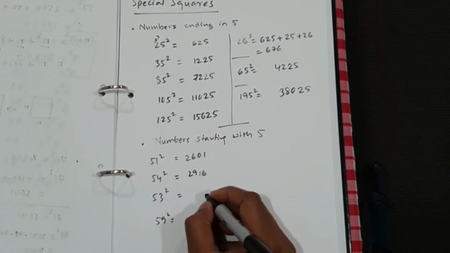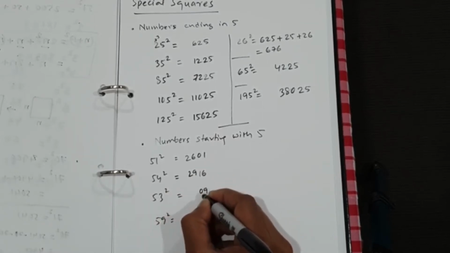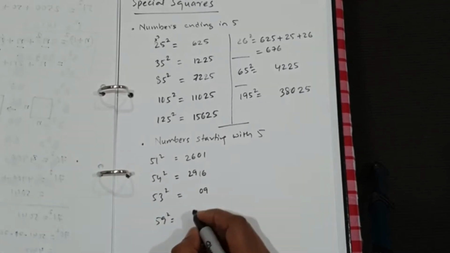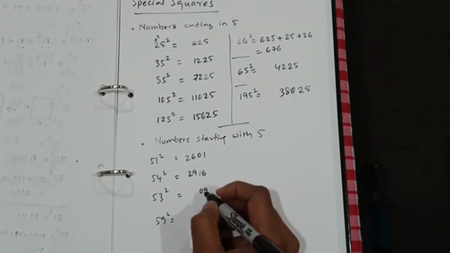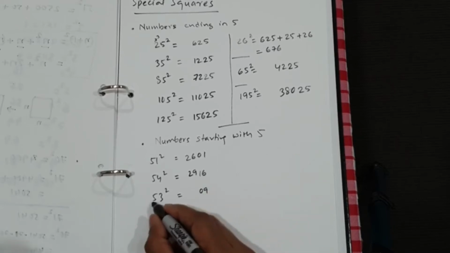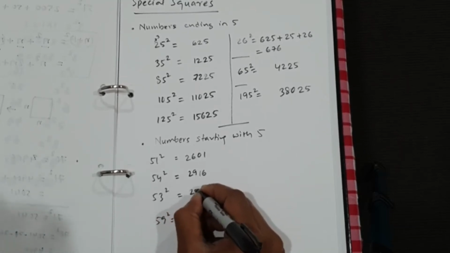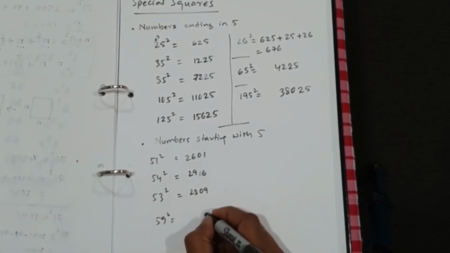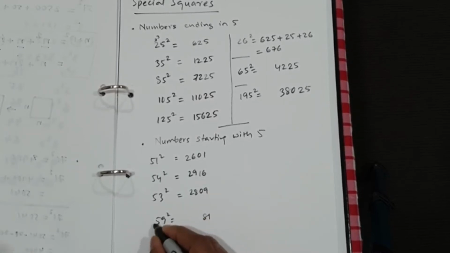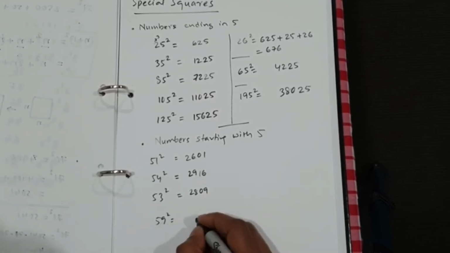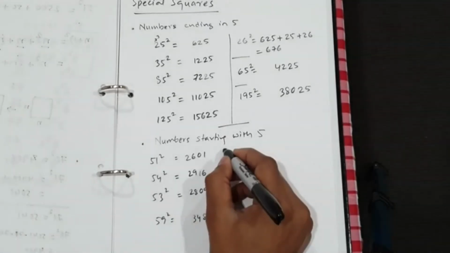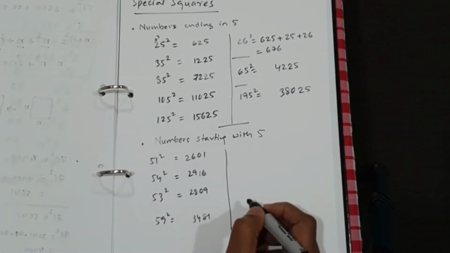Similarly, the process is you write the square of the last digit as two digits. 53 squared: 3 squared is 9, so we write 09. 5 squared is 25, and you add this number itself, so 2809. 59: similarly we use 81 for the square of 9, and 25, which is 5 squared, plus 9 is 34. So it works for all numbers starting with 5.